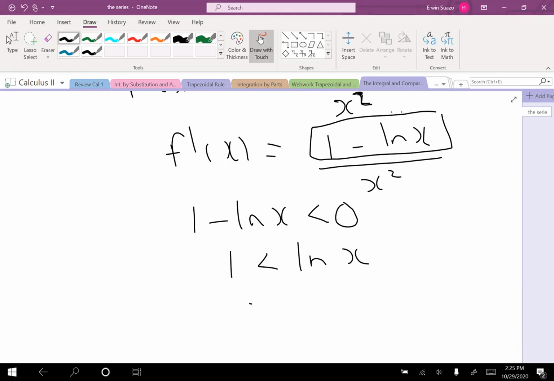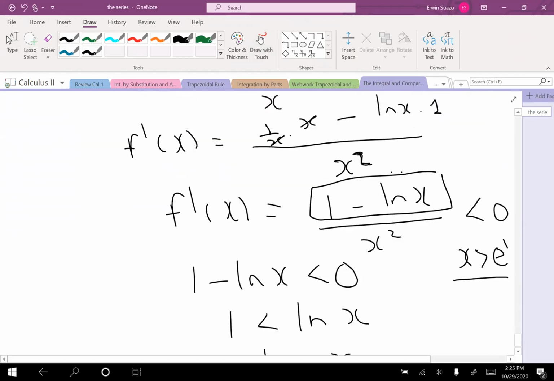We take the exponential of both sides: e to the 1 less than x. So this is going to be decreasing for x bigger than e to the 1. That is like 2.71, I think, something like that. So e to the 1. So for bigger than 3, the function is decreasing.